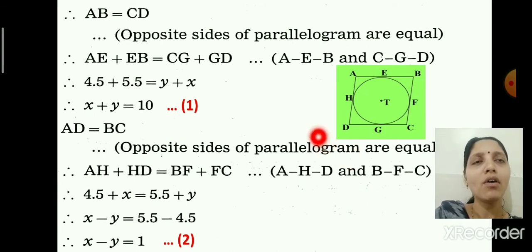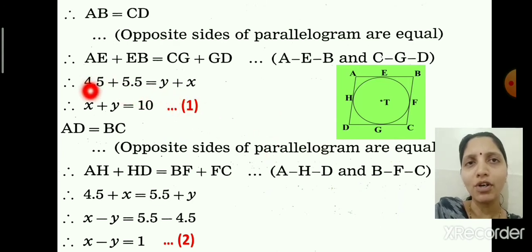Therefore, substitute the values here. AE is given as 4.5, EB is given as 5.5, that is equal to CG we have assumed as Y and GD we have assumed as X. So you will get here X plus Y is equal to 4.5 plus 5.5 is 10. Write this equation as equation 1.